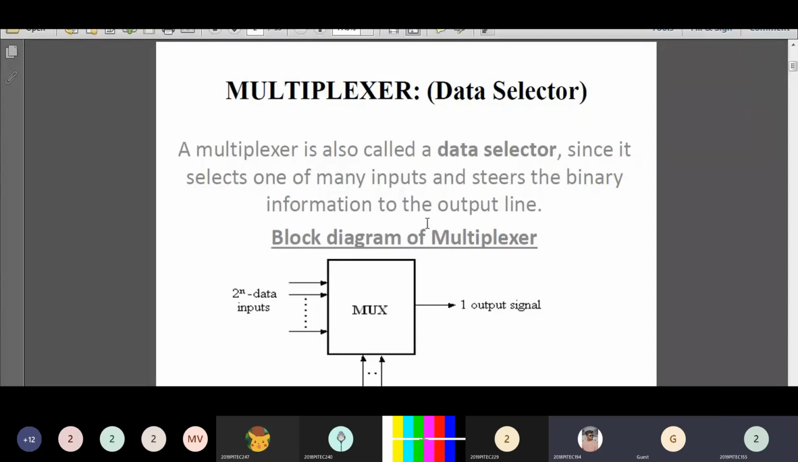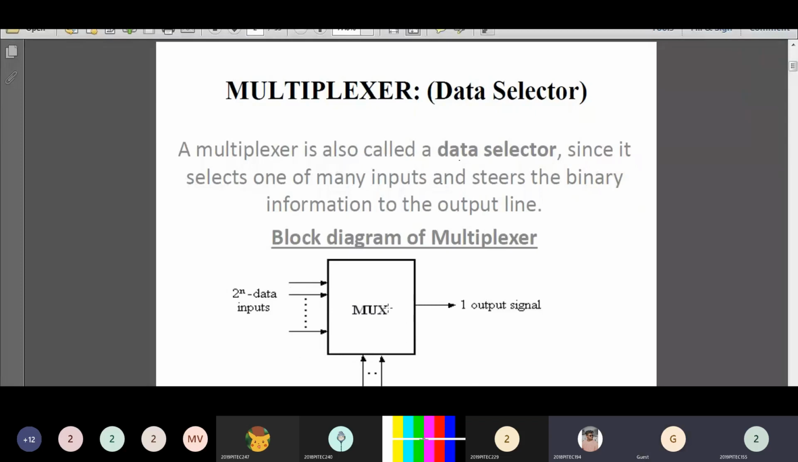In this class, we are going to discuss multiplexer and problems based on multiplexer. Multiplexer is a combinational circuit and it has 2 power n data inputs, and it has only one output line. Based on the selection input, the input is selected to the output line.